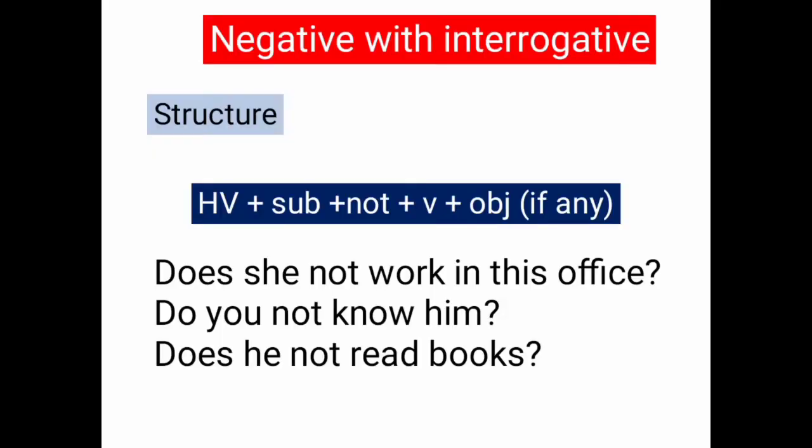Let's know the structure of negative with interrogative sentences. First of all, we use the helping verb at the beginning of the sentence. Then we use the subject. Then we add not. Then we use the verb and then the object if any. For example, does she not work in this office? Do you not know him? Does he not read books?